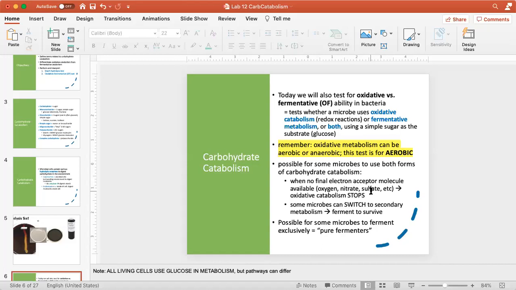I told you lots of language today. Now it is important to remember, and that's why I've got it in yellow highlight here, the OF test only tests for aerobic cellular respiration. Okay? The oxidative part refers to respiration and specifically to aerobic cellular respiration.